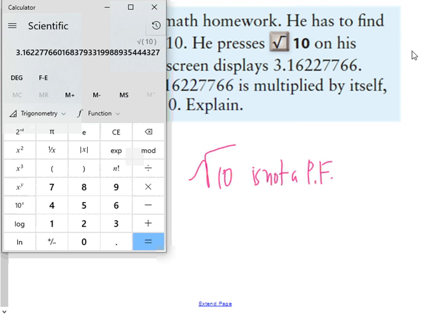So when he did 3.16227766 multiplied by itself, he got something that was close to 10, but not quite 10. And again, the more decimal places you add, you don't get 10, but you get closer to 10.